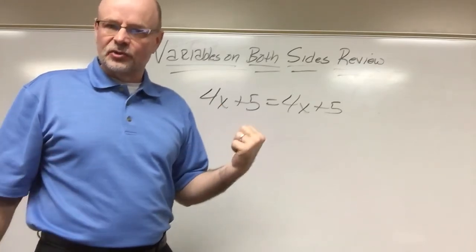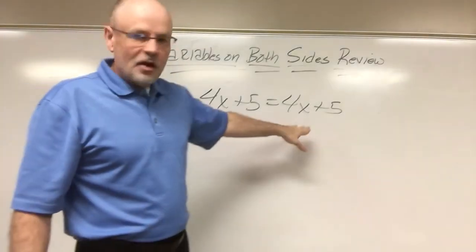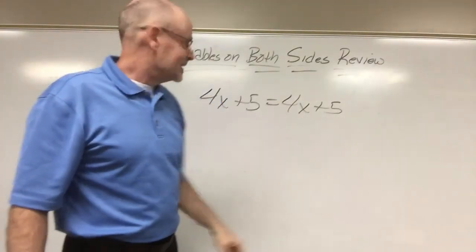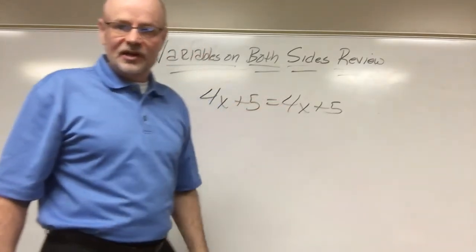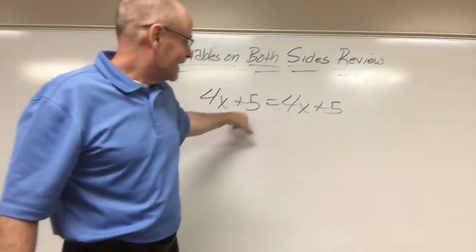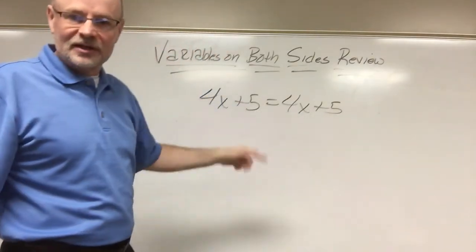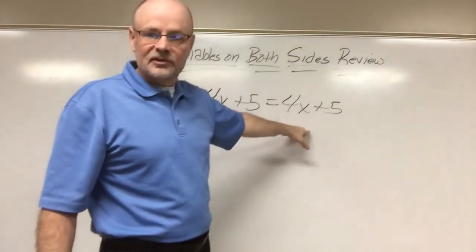And in this case, it's just two expressions. But notice, 4x plus 5 is on this side, 4x plus 5 is on that side. Does this side equal that side? And the answer is yes. They have the same number and same sign in front of the variable, and they're both adding 5, the same constant on both sides. This expression is indeed equal to this expression.